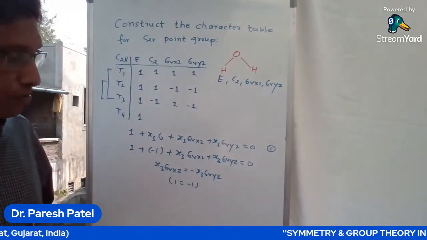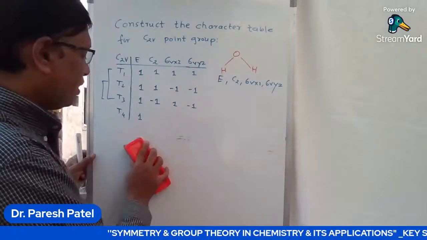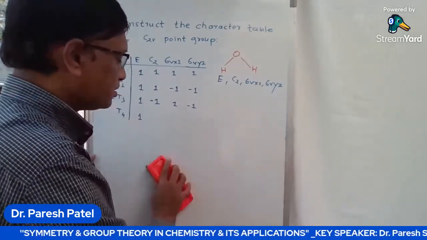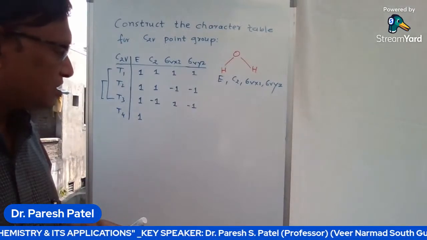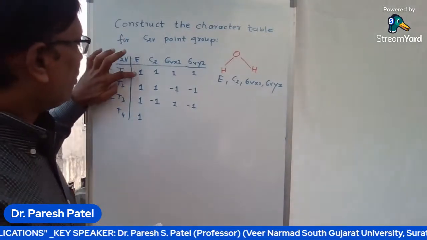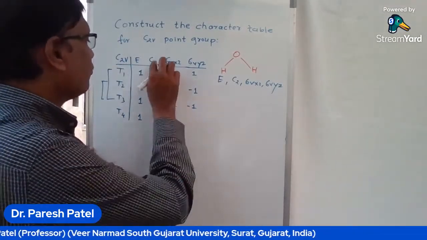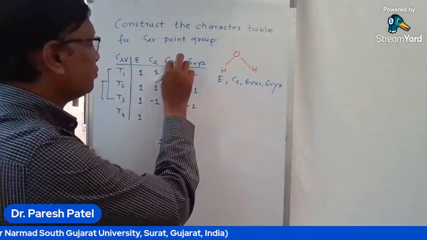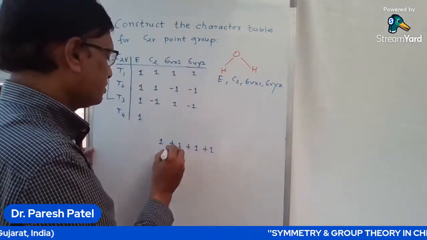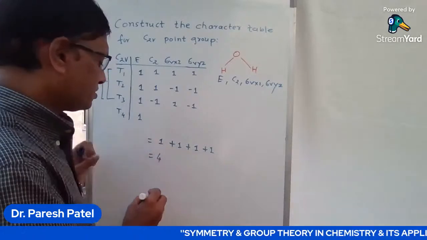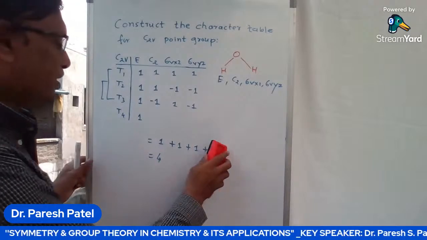Okay. Now these values should also satisfy characteristic number 3. And what is characteristic number 3? The sum of the squares of the characters is equal to the order of the group. It means 1 into 1 square is equal to 1, 1 into minus 1 square is equal to 1, 1 into 1 square is equal to 1, 1 into minus 1 square is equal to 1. So the sum is equal to 4. It means the third irreducible representation is 1, minus 1, 1 and minus 1.